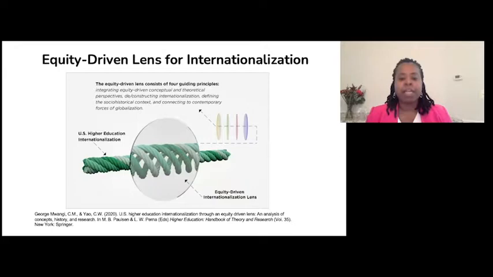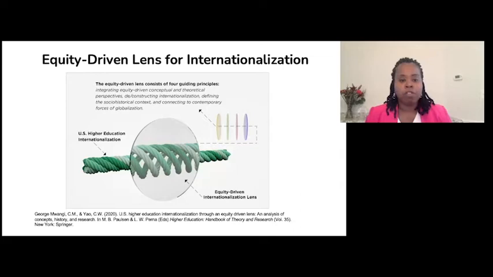internationalization. Our development of the lens was informed by our initial review of an analysis of extensive literature on internationalization and higher education, in which we foreground the broad concepts of equity and inequity present therein as a way to examine how these concepts were presented or missing in that body of research.